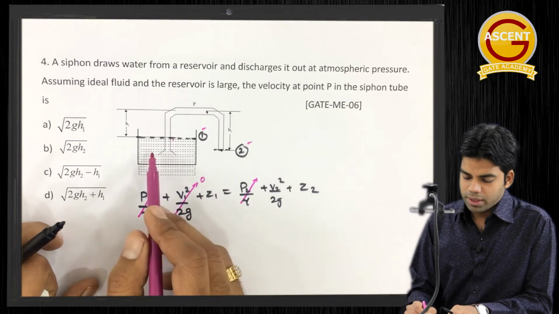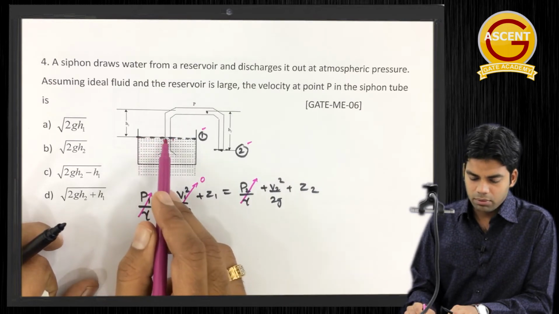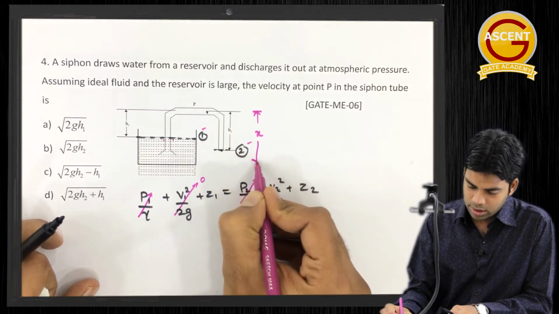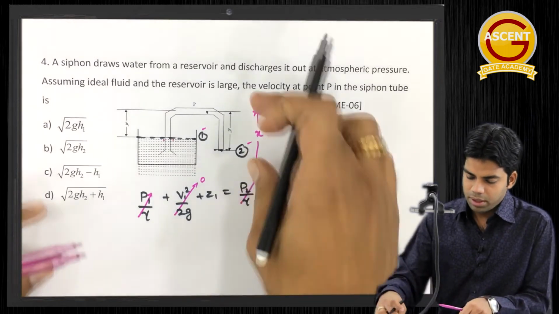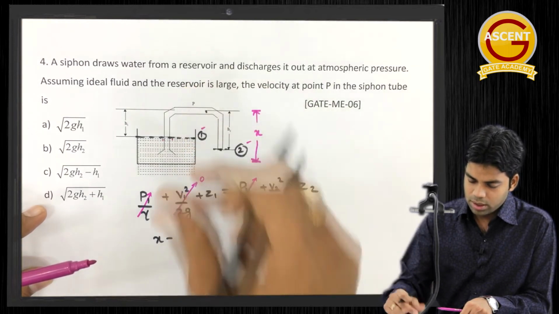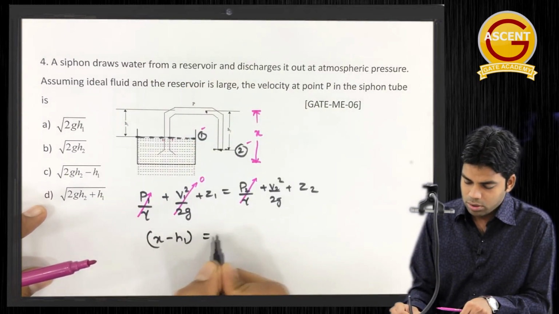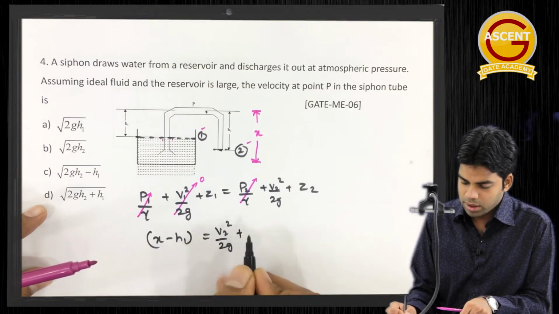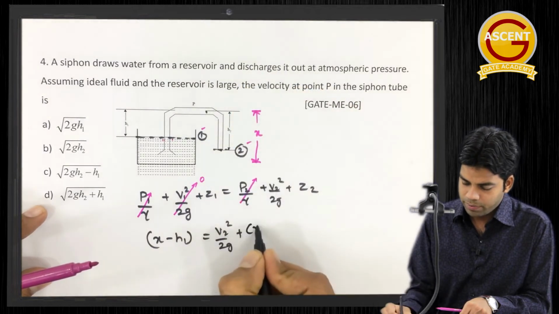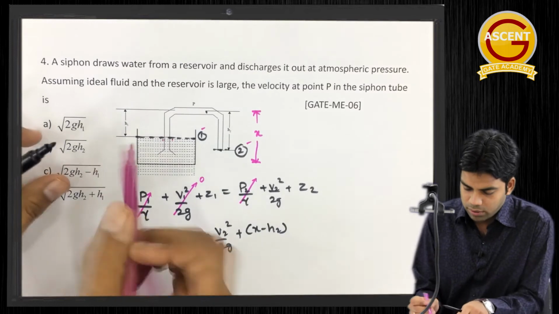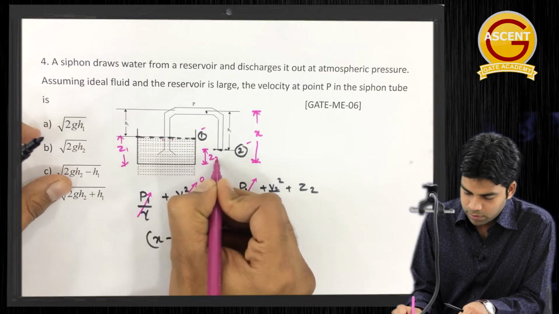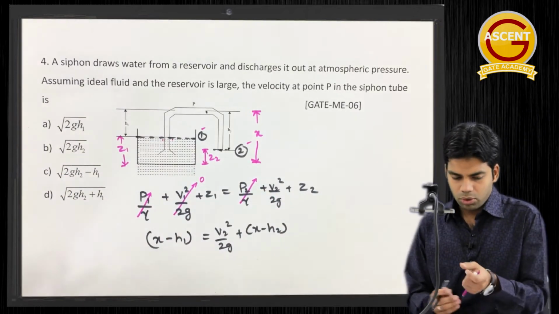The value of Z1 will be equal to total. Suppose this total is X, we are assuming this total as X. So Z1 will be equal to X minus H1 is equal to V2 square by 2g plus Z2. Z2 is how much? Total is X minus H2. This is Z1, and this will be Z2. Getting this one? Okay, so just put all the values, so we will get what?